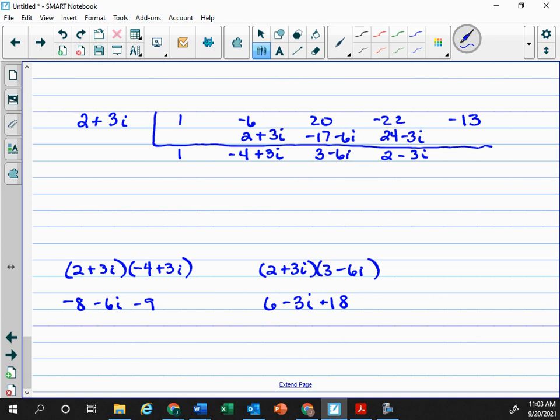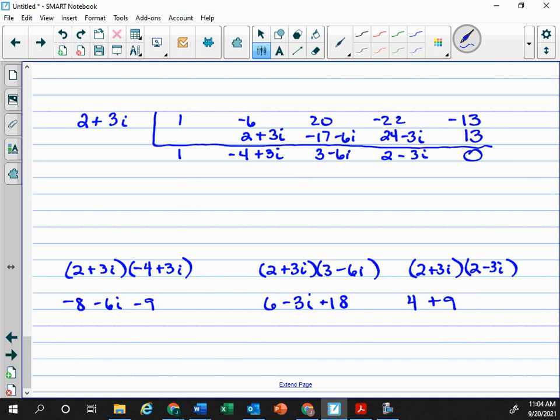Okay, this looks promising. So now I have to multiply again. 2 plus 3i times 2 minus 3i. All right, conjugates, that's helpful. So 4, those would cancel. So minus 9i squared plus 9. Oh, look at that. You get no remainder at the end. Okay, not real pretty though.